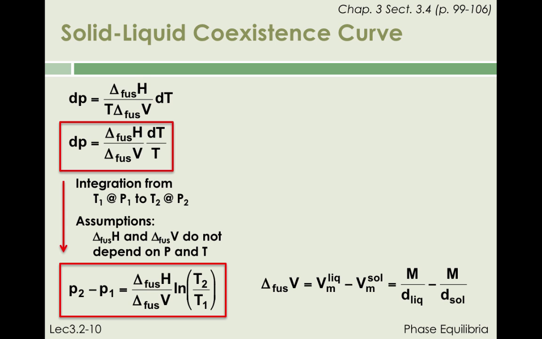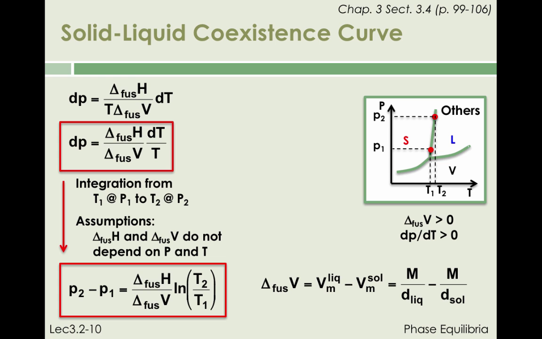P2 minus P1 equal to the ratio of the change in molar enthalpy to the change in molar volume for the fusion process times the natural logarithm of the ratio T2 over T1. In all instances, the enthalpy of fusion is positive since heat needs to be transferred into a crystal to melt that crystal. Now, for most substances, the molar volume of the liquid phase is larger than that for the solid phase, since the liquid density is typically lower than the solid density.